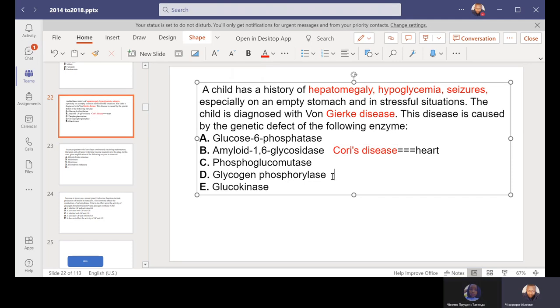So glycogen phosphorylase. In the beginning of this question, I told you to focus on the muscles. Deficiency of this enzyme is found both in the liver and in the muscles. If we talk about the muscles, the disease is called McArdle's disease. And if it is deficient in the liver, it's called Hers' disease. There is a method to remember this. Don't worry, I will show you.